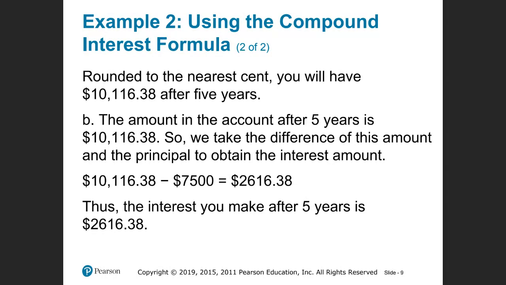Which is repeated on this slide. The amount in the account after 5 years is $10,116.38. But we want to find the interest, so we're going to subtract what we started with, the 7,500, which tells us that the interest that we received for the 5 years compounding monthly is $2,616.38. Now this is compounding interest at a specific number of times.